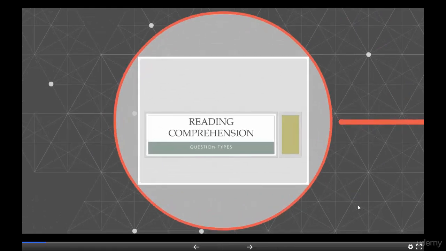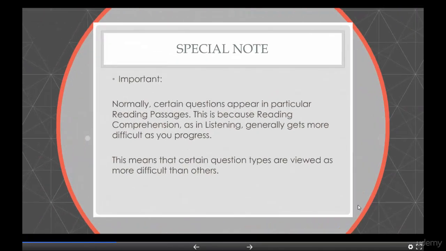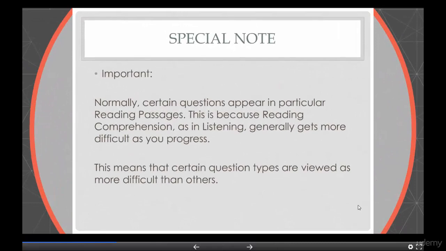For a lot of students, I don't think they realize that there's a specific strategy that you have to use to be able to do well for the reading comprehension for the IELTS. And I'm going to go over that with you. But first, let's look at the question types. Right? So, a couple of special notes in terms of question types.